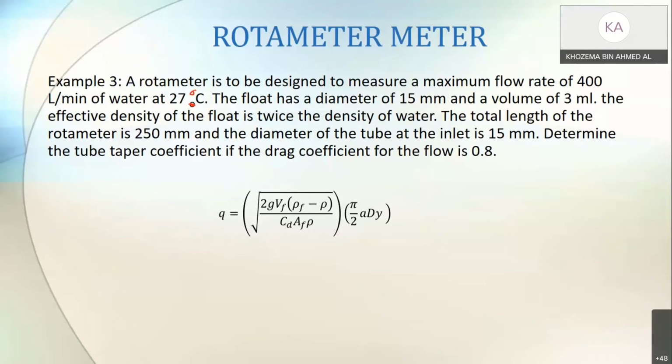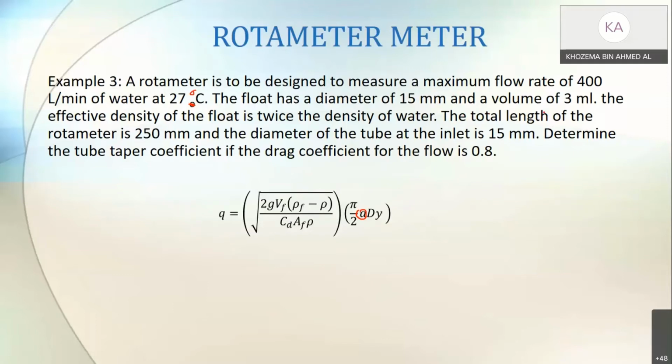The float has a diameter of 15 mm and a volume of 3 ml. The effective density of the float is twice the density of water. The total length of the rotameter is 250 mm and the diameter of the tube at the inlet is 15 mm. Determine the tube taper coefficient if the drag coefficient of the flow is 0.8. Right? So the question here is asking us to find the value of A, the taper coefficient.